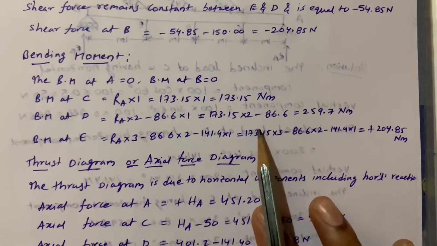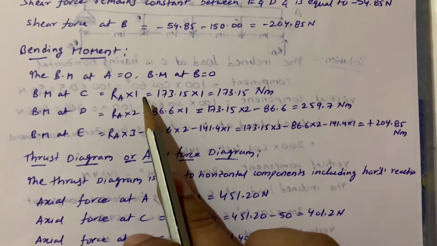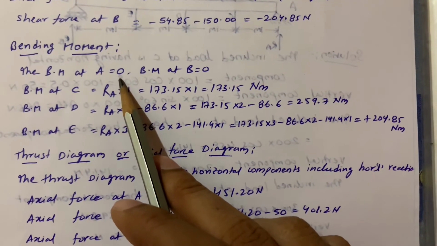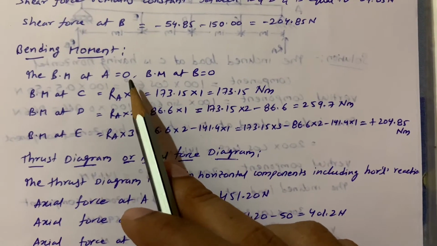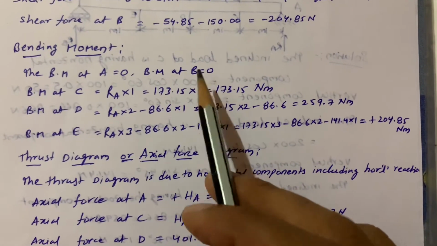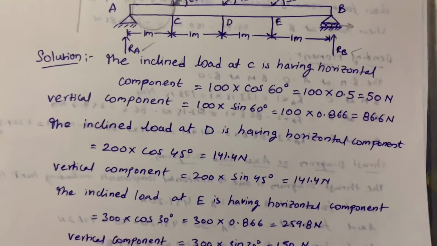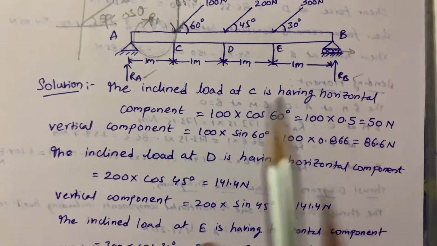After calculating the shear force, we have to calculate the bending moment. So bending moment at A equal to 0. So we are taking moment at A equal to 0, bending moment at B equal to 0. Why? Because there is no moment at B, because already it is a moving load.